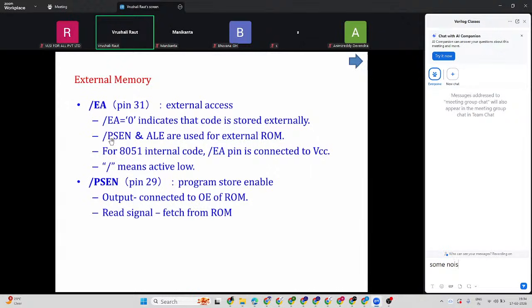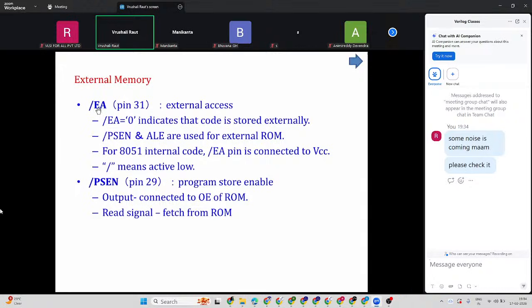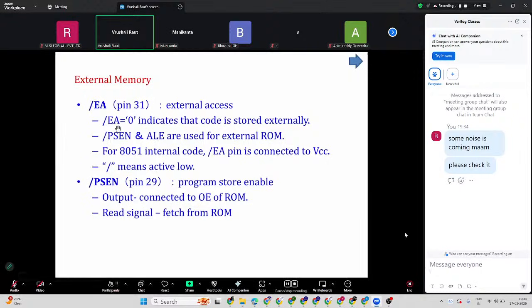Along with that, there are two more pins, PSEN bar and ALE. Even these are used for external ROM. So keep in mind, whenever we go for accessing external ROM, EA bar has to be connected to ground. If EA bar is connected to VCC, it means we are using the internal program memory. But in case we want external program memory, connected to our microcontroller, and we have to access it, in that case we have to connect pin number 31 EA bar, which is active low, to 0.